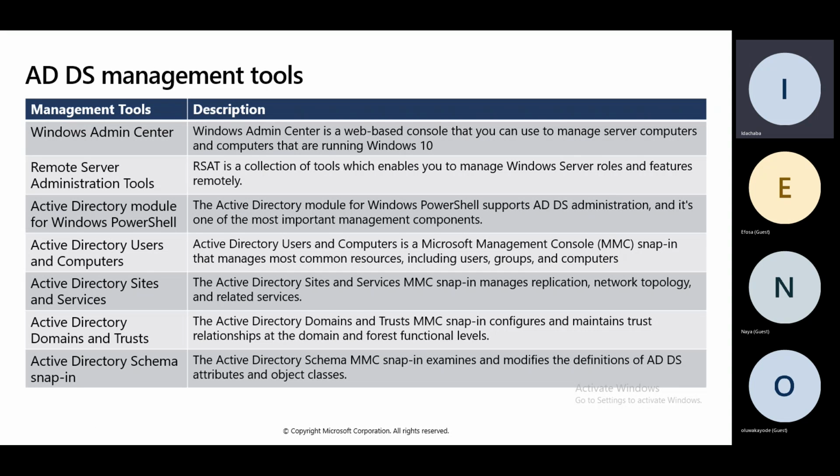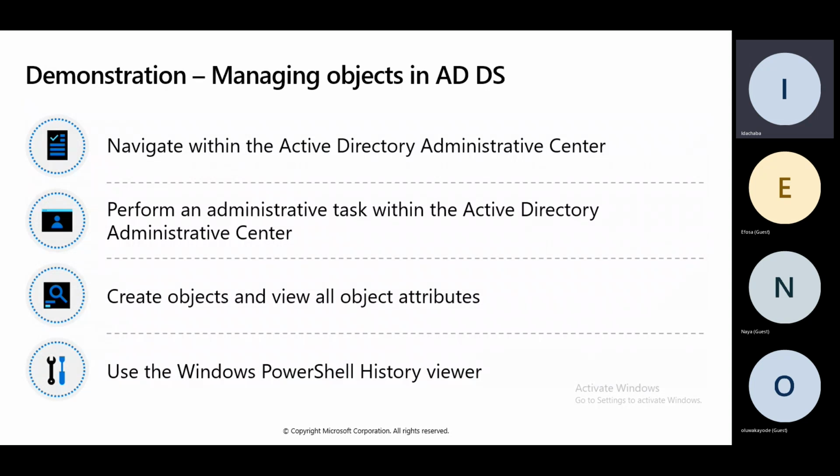So the last one is the Active Directory Schema snap-in. Your schema, like I tried to explain, is the one that defines your database structure, how you want your data to be collected and designed. That's what your schema does basically. All right. So demonstration, managing objects in ADDS: navigate within the Active Directory Administrative Center. We try to do this one now, right? And then perform adjacent tasks within the Active Directory Administrative Center, create objects and view all object attributes, Windows PowerShell history.